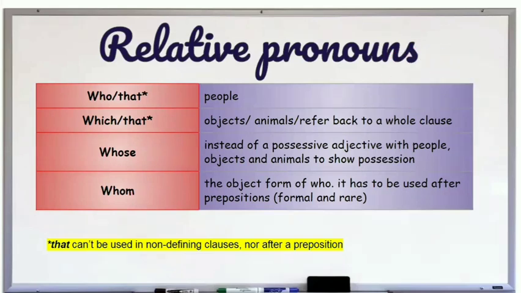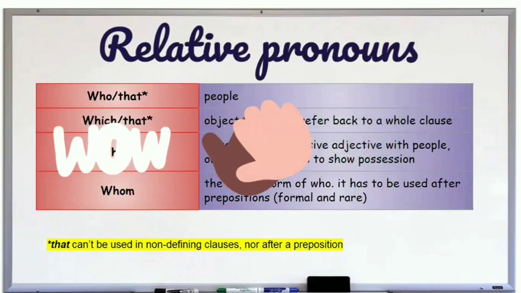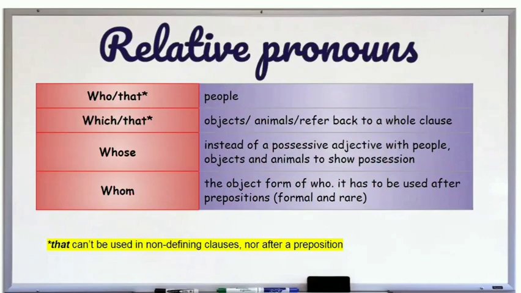Well, for example, my brother lent me some money and this was generous of him. So in this case, there are two different sentences. If I want to use a relative pronoun, I would say, my brother lent me some money, which was generous of him. So this which refers to the fact that he lent me some money. That is to say that it refers back to the whole clause, not only to the object, for example, the money.